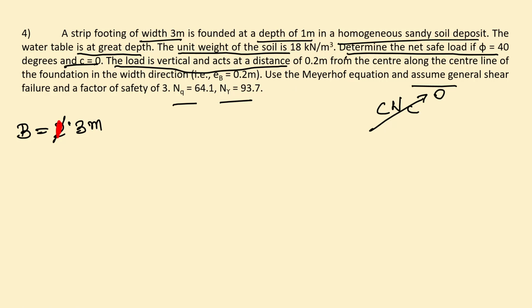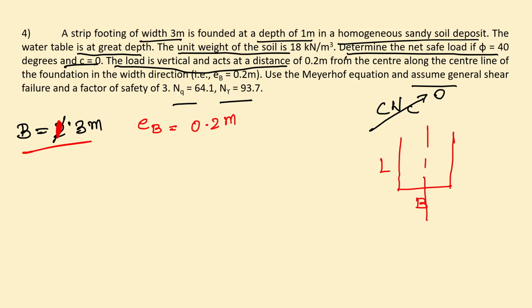So B is equal to 3 meter and EB, that is the eccentricity value, is 0.2 meter. It is along the breadth. Suppose this one is length, this one is breadth, this one is the center line, and suppose the load is acting over here, along the breadth, EB. So EB value is 0.2 meter and the depth of the foundation is 1 meter.